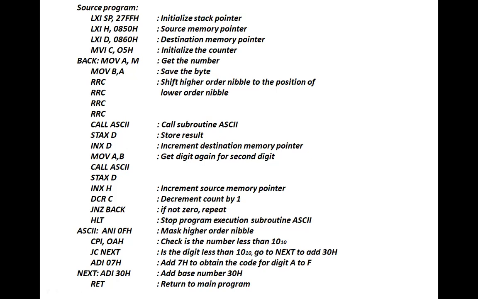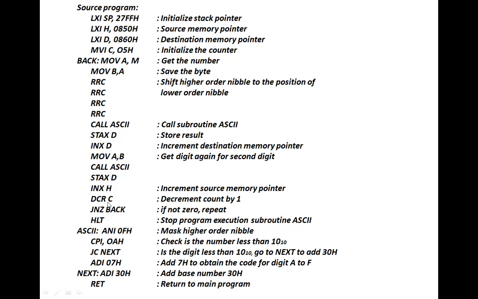So whenever it will return, where will it return? It will return to the main program from where it left, just below the instruction used as a call instruction. So when it returns, it will return to STAX D. And what is the meaning of STAX D? It stores the content of the accumulator into the memory location whose address is given by the DE pair. And what is the DE pair? The DE pair is the destination memory pointer where we have to write the result.